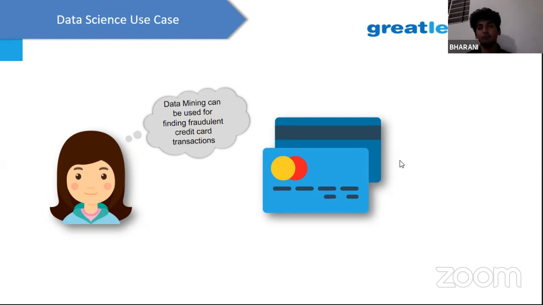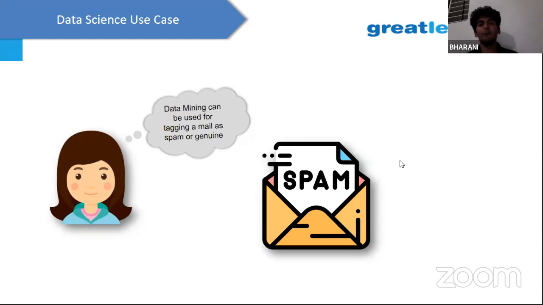Now, not just banks, data science is actually used to tag whether a mail is spam or genuine. I believe all of you would have a Gmail account, and all of you would have used Gmail at some point in your life. So, now most of your mails are categorized as spam. So, how does that happen? So again, data science working at the back end, my friends.